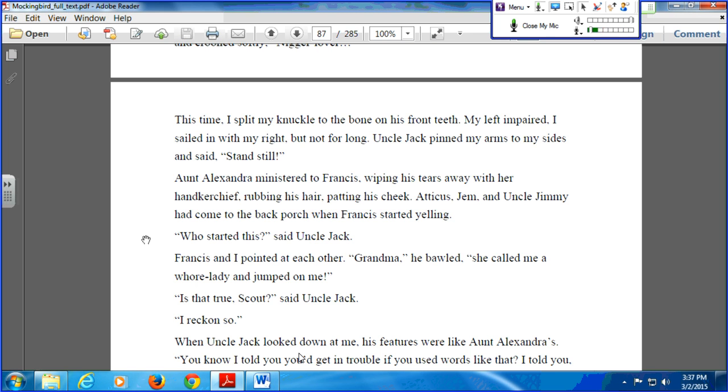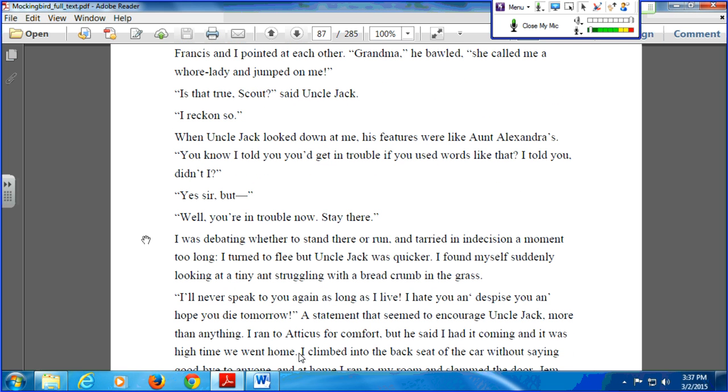When Uncle Jack looked down at me, his features were like Aunt Alexandra's. "You know I told you to use your words. I told you, didn't I?" "Yes, but..." "You're in trouble now. Stay there." I was debating whether to stay in their realm. I was in indecision a moment too long. I turned to find Uncle Jack was quicker. I found myself suddenly looking at a tiny ant struggling with a breadcrumb in the grass.